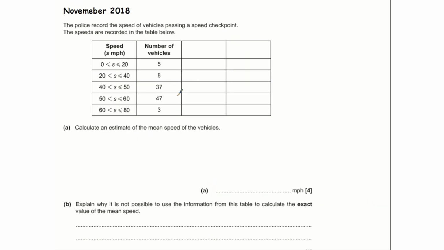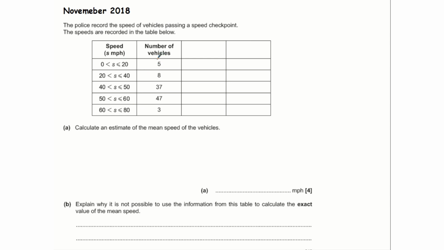Okay, so here we have a question that is trying to find the estimate of the mean speed. The estimated mean of some grouped data. It says the police record the speed of vehicles passing a speed checkpoint. The speeds are recorded in the table below. So it basically says this is grouped data.